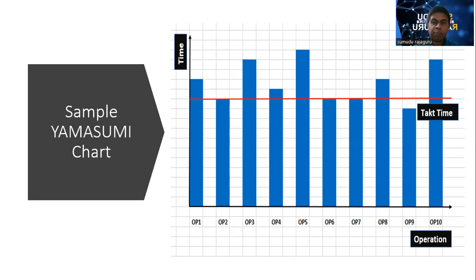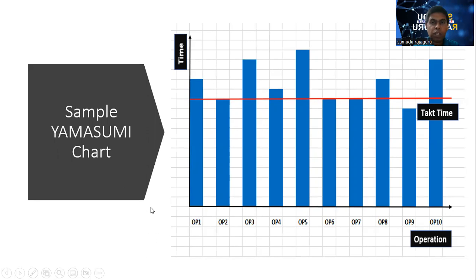As an example, in this case, I consider only 10 operations. You can see operation 1, operation 2, likewise, operation 10. This bar shows you the cycle time. Operation 1, what is the cycle time? Operation 2, what is the cycle time? Operation 8, what is the cycle time?